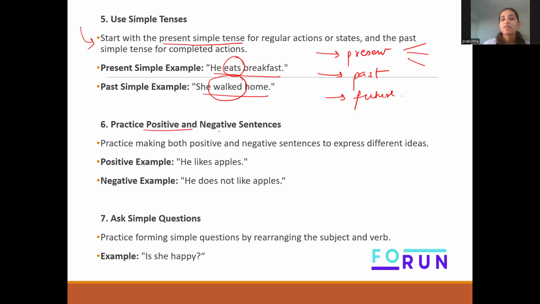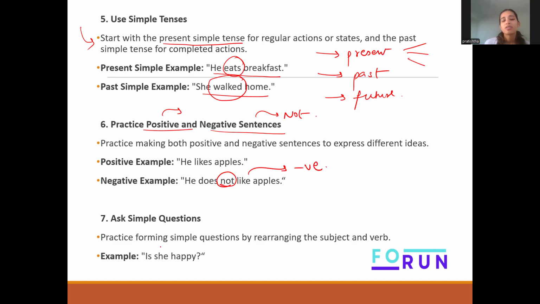Then we have positive and negative sentences. Positive refers to an action that is being done. Negative refers to an action that is not being done. He likes apples. He does not like apples. All right, so we have put "not" and made the sentence negative.